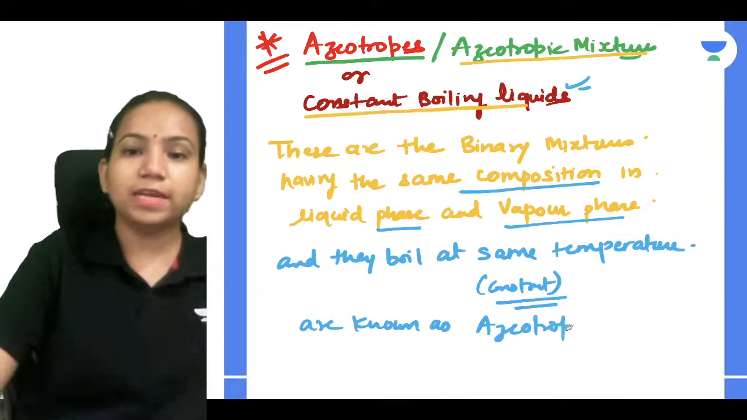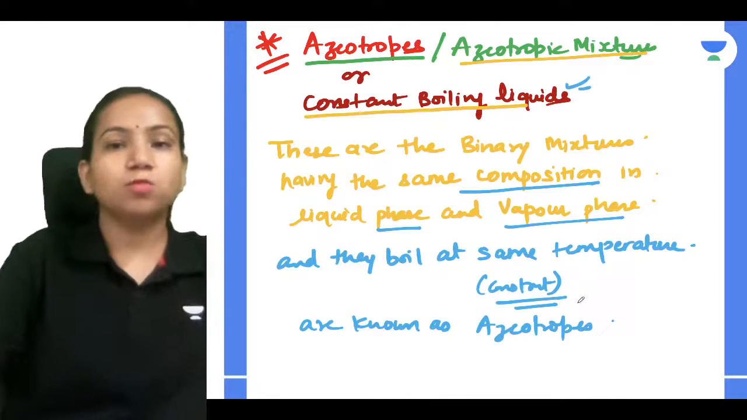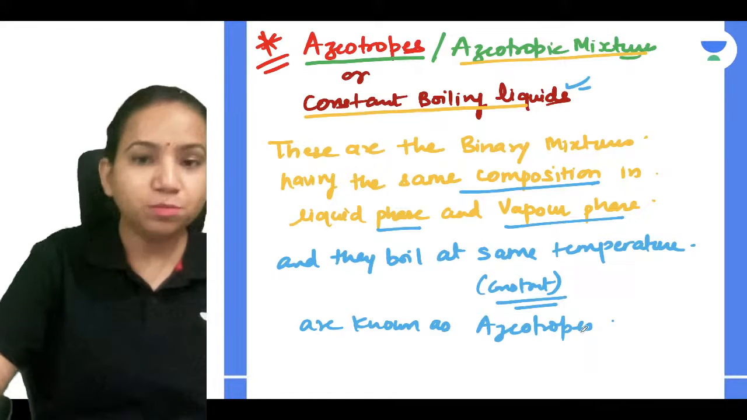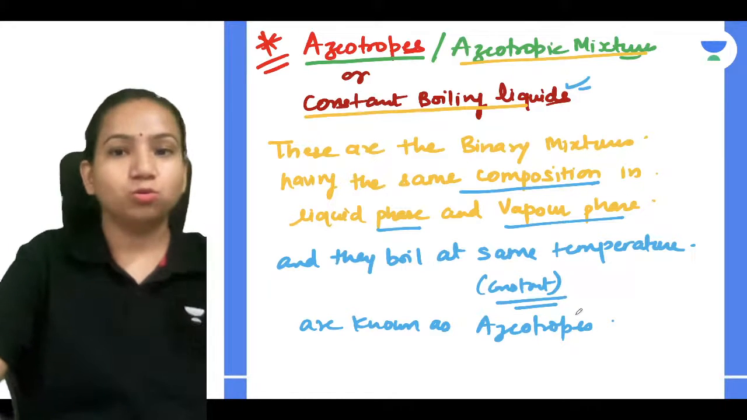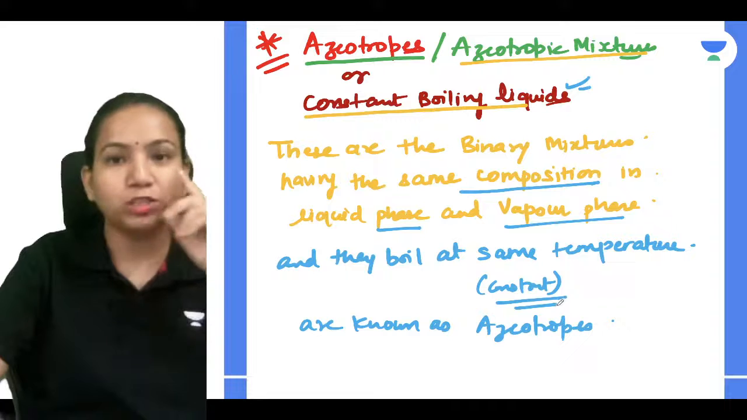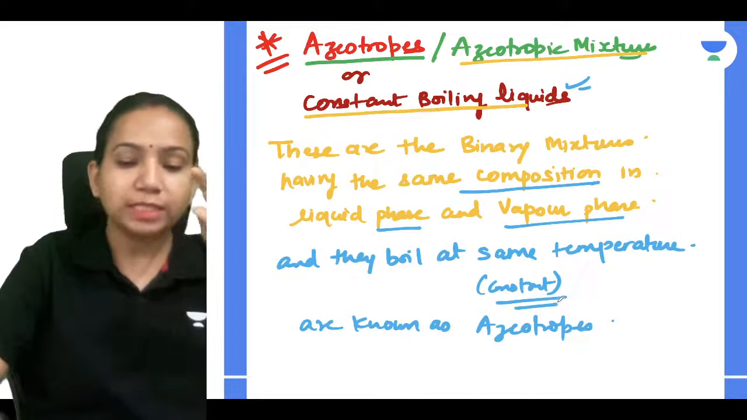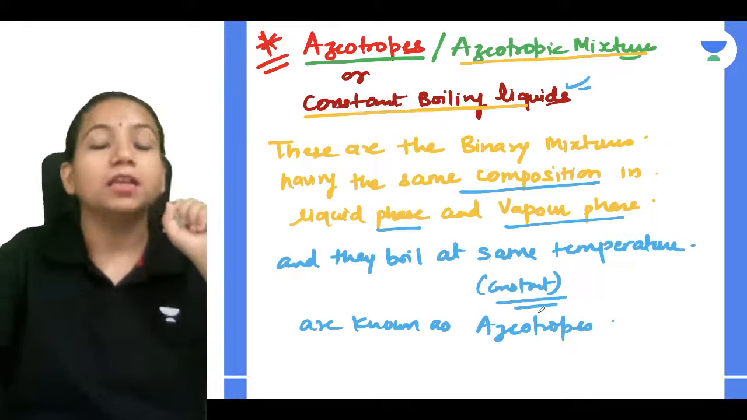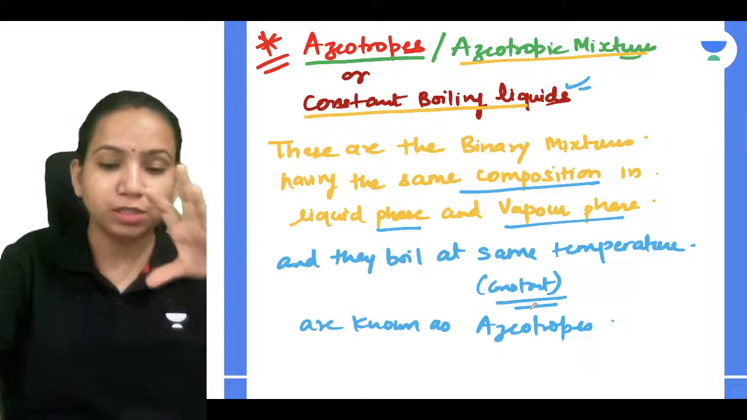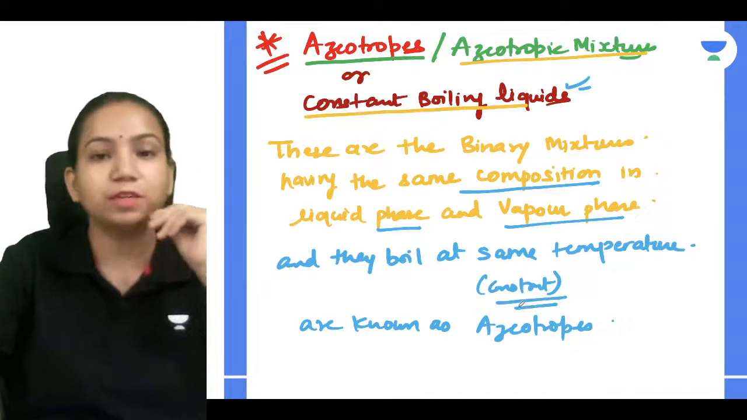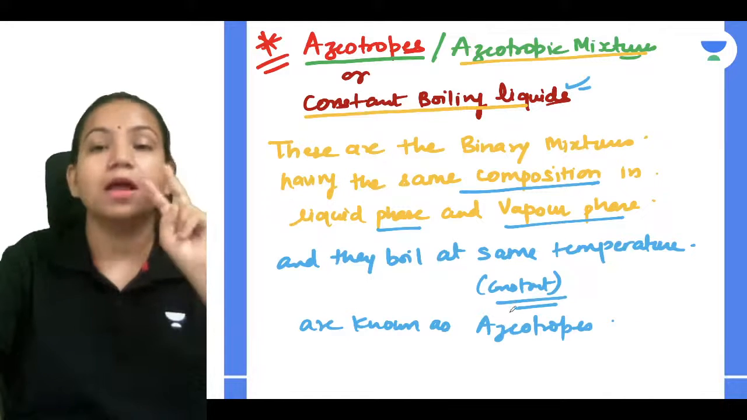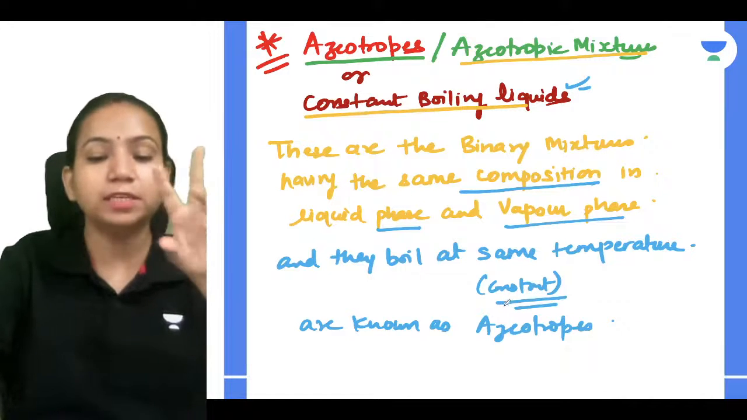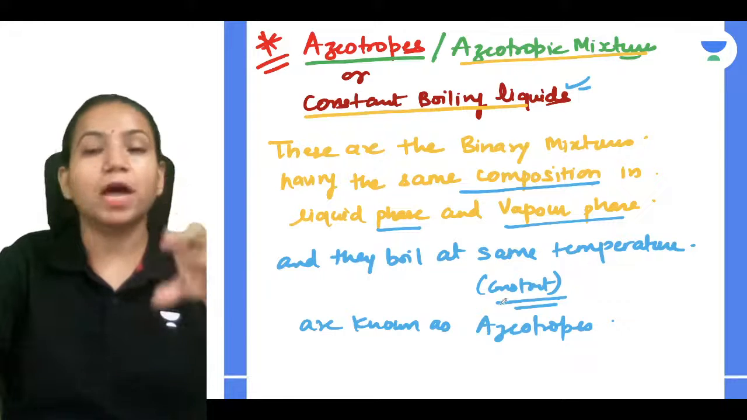It's a small topic, but still many people face difficulty relating to it. So how can you remember? Azeotropes are the ones which have the same composition in the liquid phase and vapor phase, and they boil at the same temperature, that is, at constant temperature.